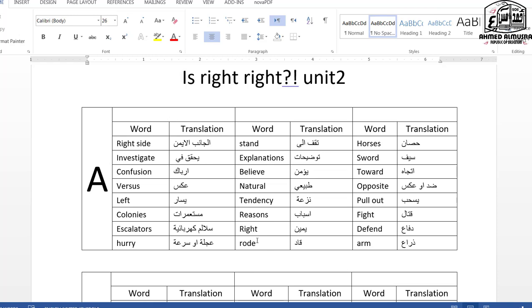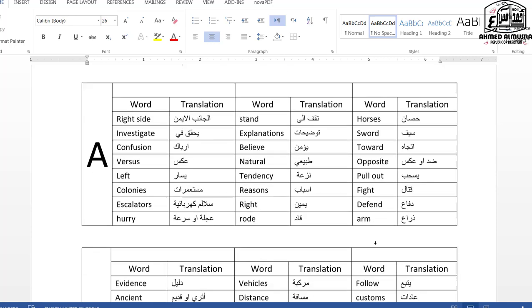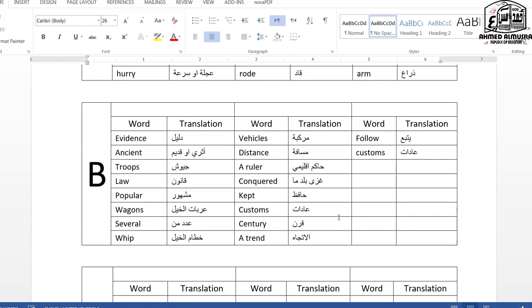Right. Road. Horses. Southward. Towards. Opposite. Pull out. Fight. Defend. Arm. Evidence. Innocent. Troops. Low.